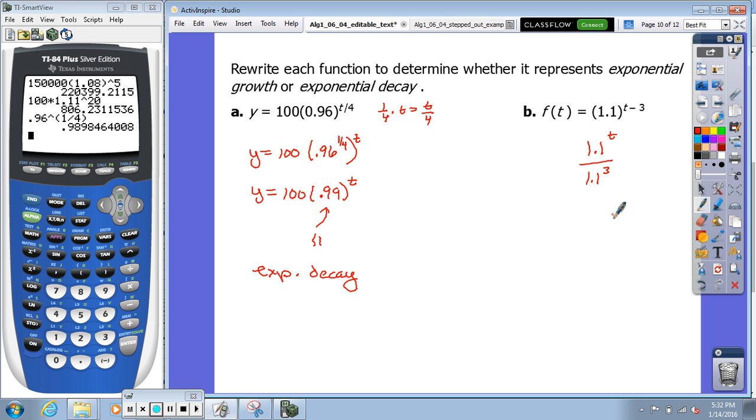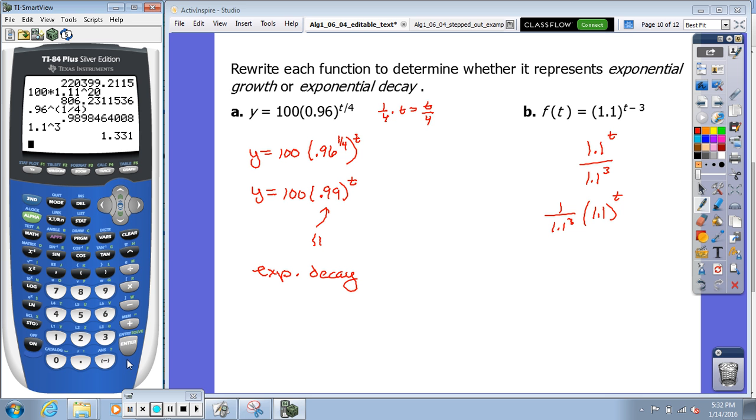So let me rewrite this as 1 over 1.1 to the third times 1.1 to the t. If I calculate 1.1 to the third power, I get approximately 1.331, and I get 1.1 to the t. So this number is greater than 1, and so I know that it is exponential growth.